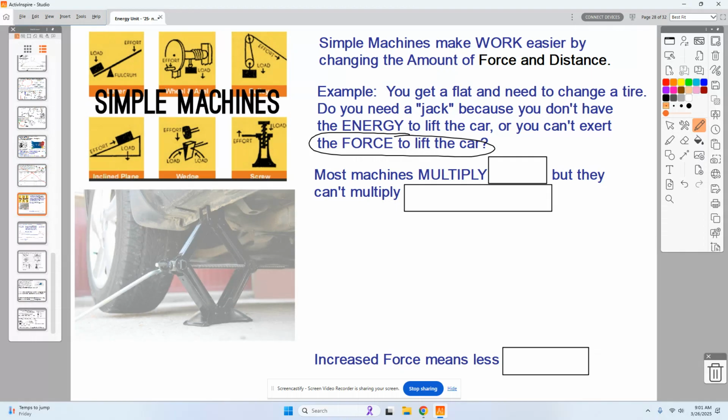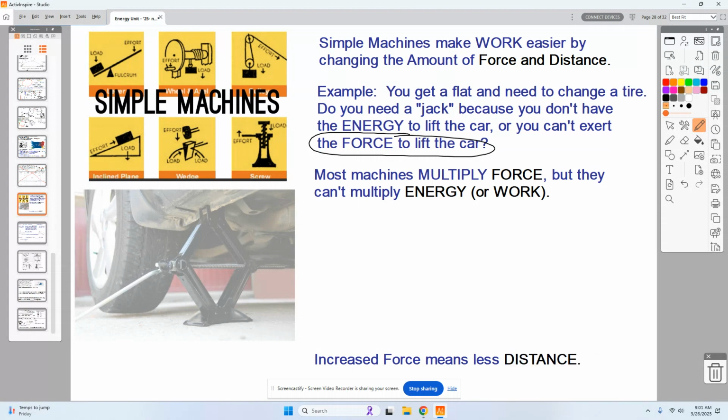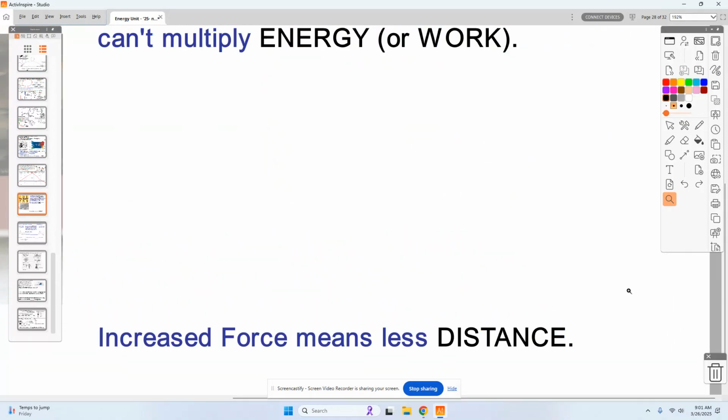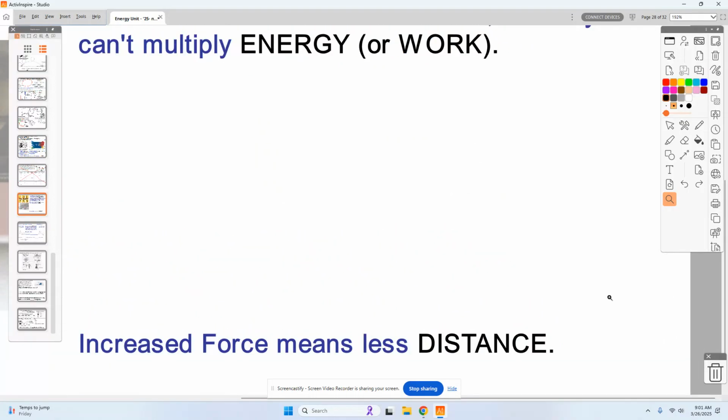Most machines will multiply force. They will make force bigger, but they cannot multiply energy. They don't make the energy output bigger, they just make the force bigger. If they make the force bigger, that means the distance has to become smaller. I'm going to show you that with a couple of demonstrations, and also show you a little bit of mathematics on it. Okay, I want to draw a little block diagram to show you a theory on how machines work.